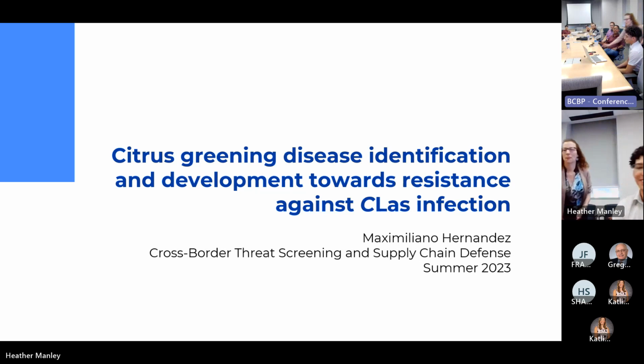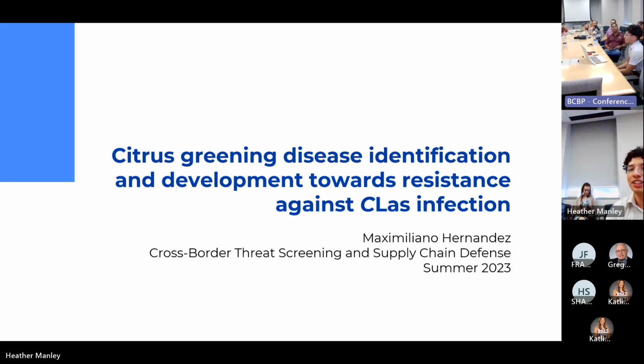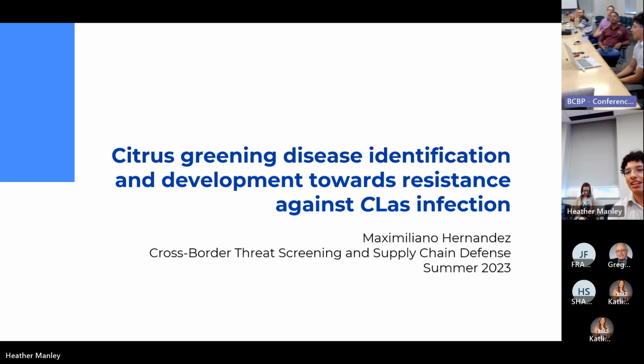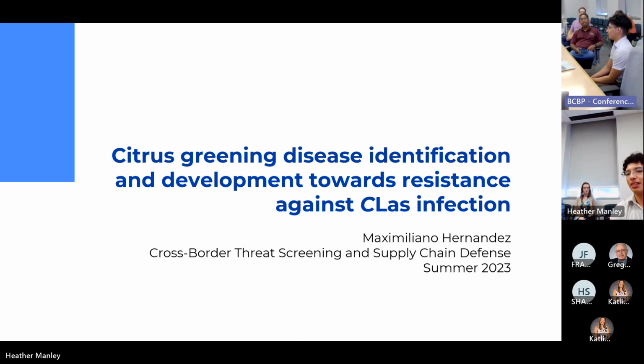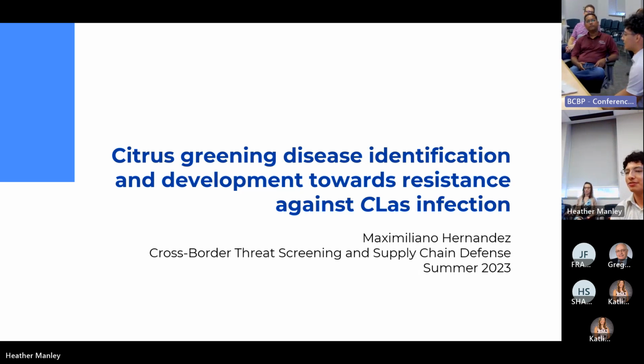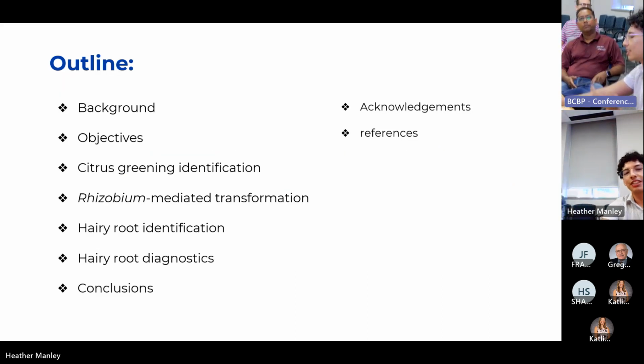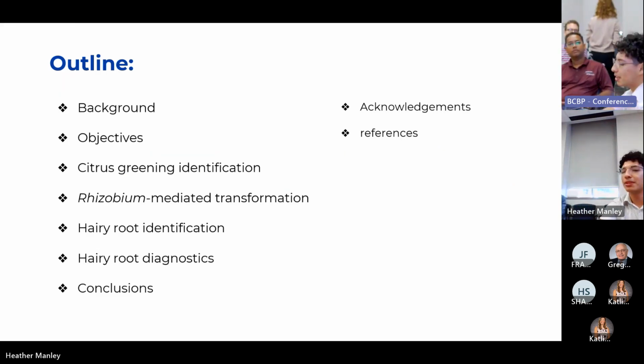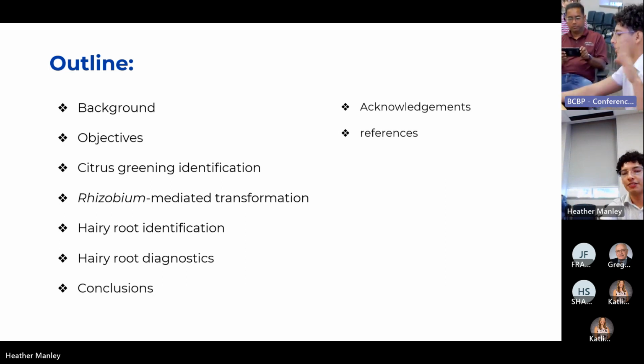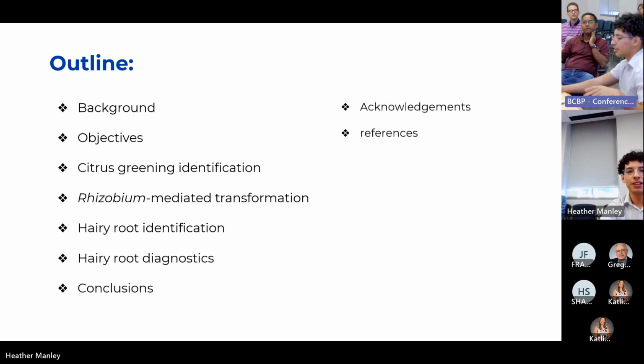Hello, everybody. My name is Maximiliano Hernandez. I am a biomedical science major at UTRGV in the Rio Grande Valley. I'm going to be talking about citrus greening disease and how we can identify and develop resistance towards psyllid infection. This is a little outline of what we're going to be talking about: citrus greening identification, rhizobia-mediated transformation, hairy root identification, and hairy root diagnostics, which we're going to go over a little bit later on.